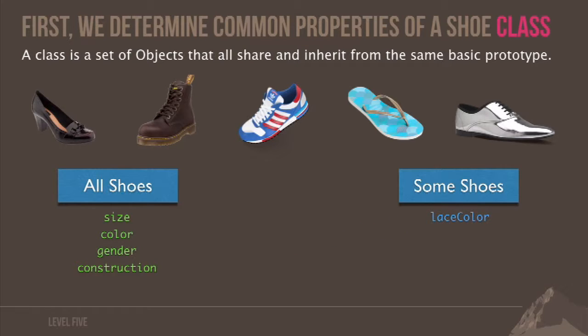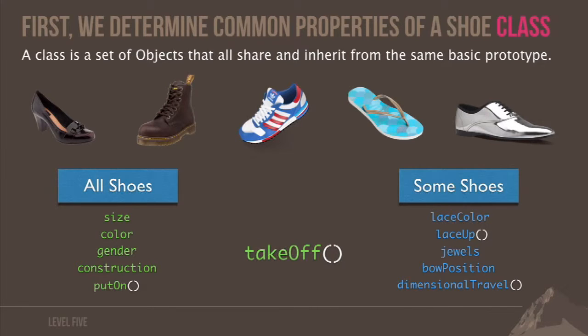So let's go ahead and put that under some shoes. How about the function lace up? Say if we had a function that laced up the shoes. Does that belong to all shoes? No, because not all shoes have laces. So we'll put that under some shoes. How about jewels? Thankfully, not all shoes have jewels. What about bow position? Well, no, I don't imagine there's many bows on work boots. What about put on? Well, yeah, we could have a function for all shoes that puts on the shoe. Dimensional travel, like say for the Ruby slippers. I'm pretty sure dimensional travel is just some shoes. Don't quote me. And takeoff. Takeoff is probably an all shoes function.